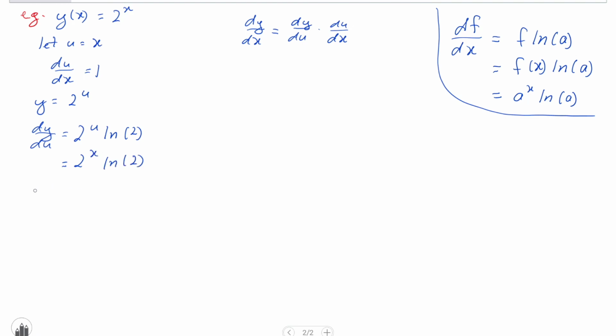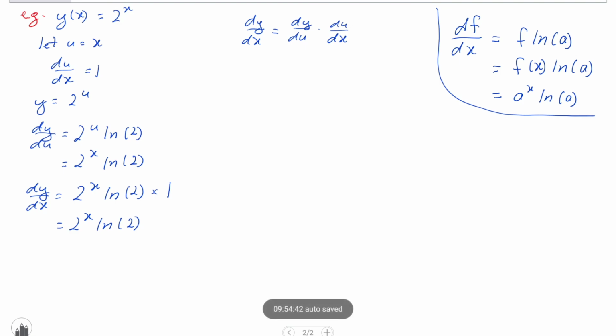And then from here, dy by dx is equal to dy by du, which is all of this here. So that's 2 to the power x natural log 2, times du by dx, which we found earlier, so times 1. So all of this is 2 to the power of x natural log 2. And we're done with this particular example.